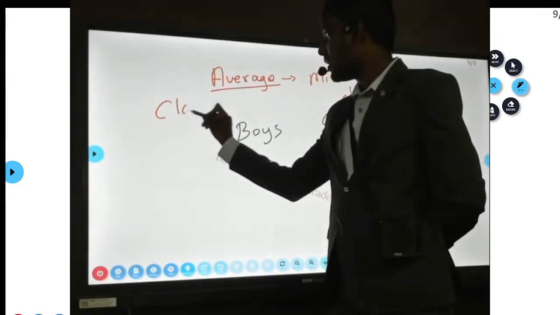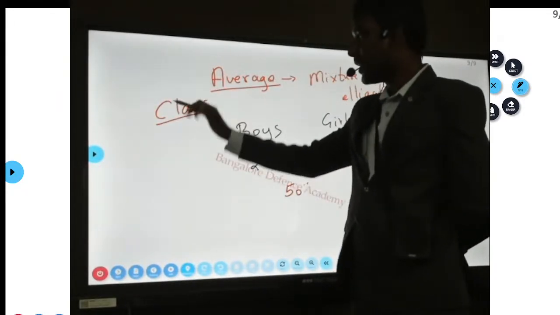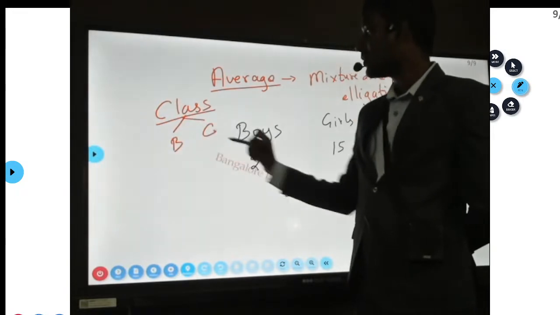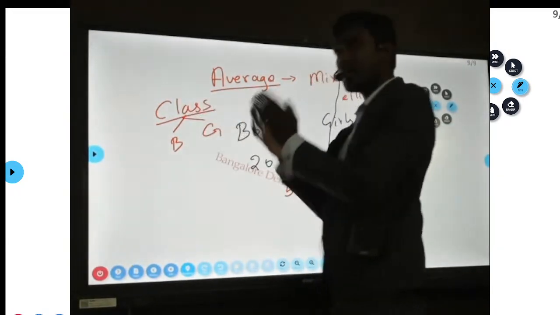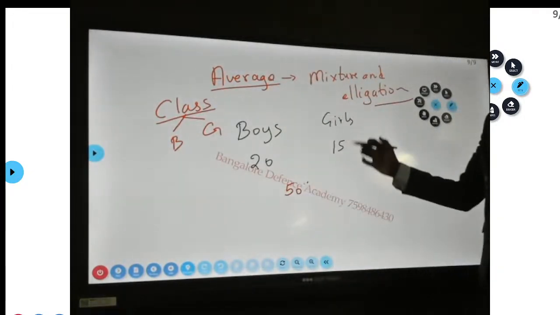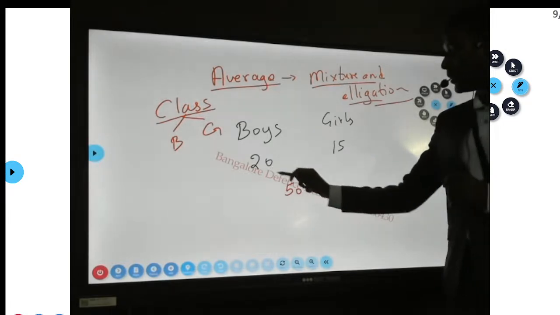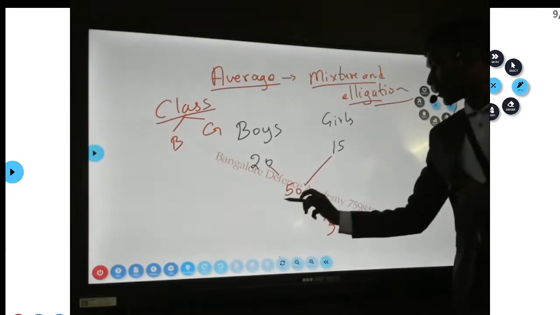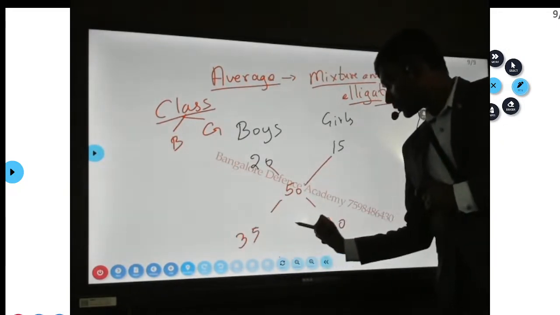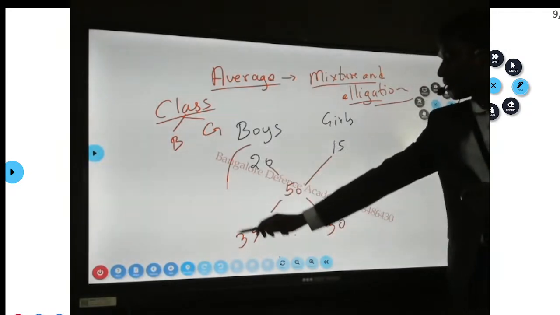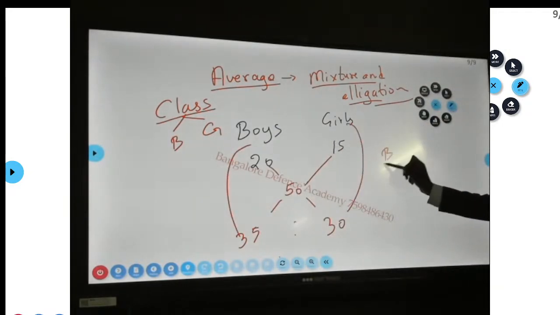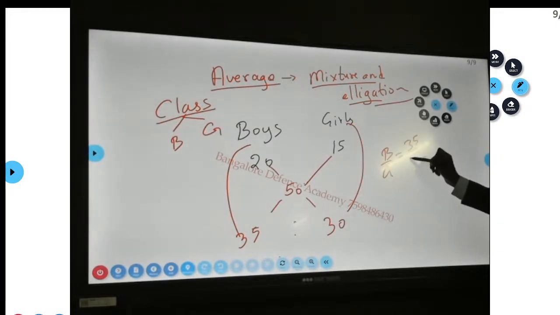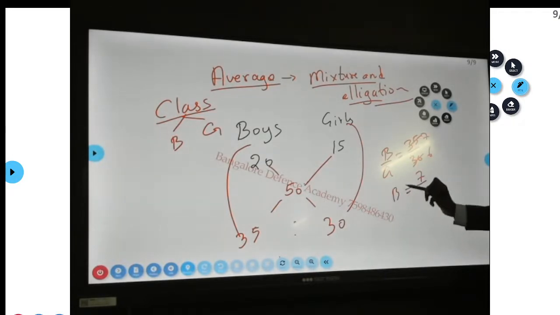So I am considering one big picture, that is what? Class. Inside the class, who are there? Boys are there and girls are there. I am comparing boys and girls with the class average. So whenever I am comparing the average, what do you have to use? Mixture and alligation. Now 20 minus 50 is how much? 30. Write down 30 here. Now 50 minus 15 is how much? 35. So 35 is to 30. So this is boys and this is girls. So B by G is equal to 35 by 30. Can I reduce this? 5 sevens are 35, 5 sixes are 30. So the boys are in the ratio 7 and the girls are in the ratio 6.